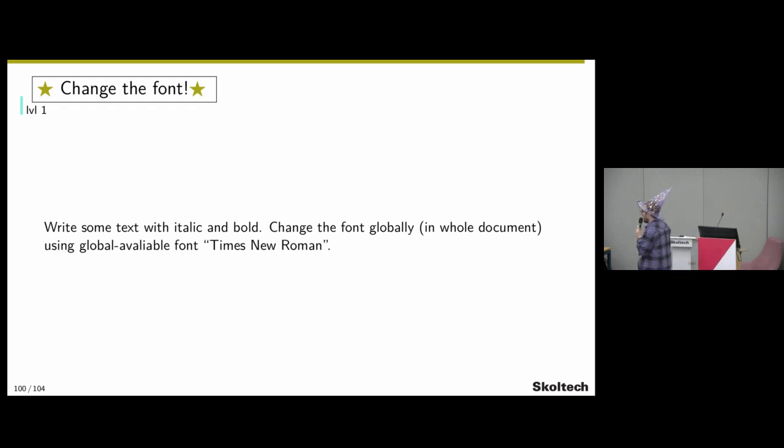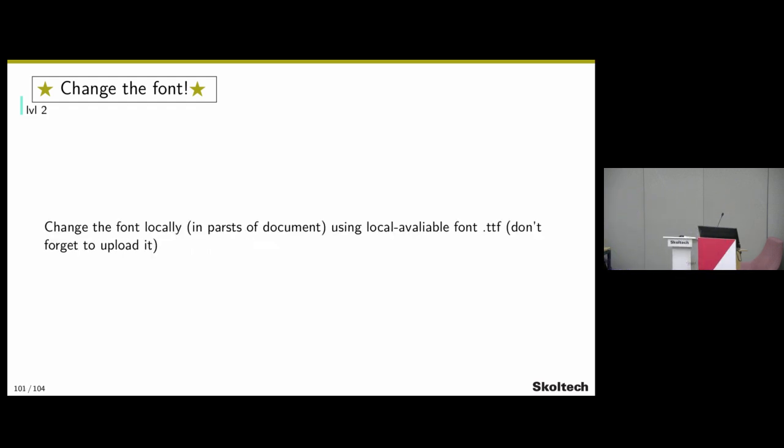And for level 2, try to upload some local fonts. For example, the fonts we sent you on Telegram, or you can find any other local font if you want. And for level 1, choose to change it globally, see the difference. For level 2, try to apply the font just to a few words. So that's all. The main problem will be to find where the needed information is. Or ask ChatGPT, it can help you too.